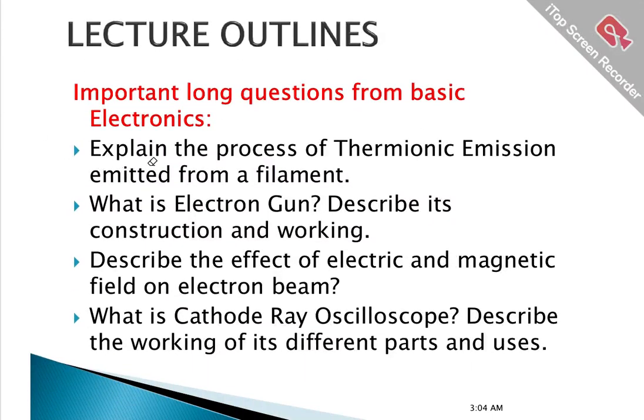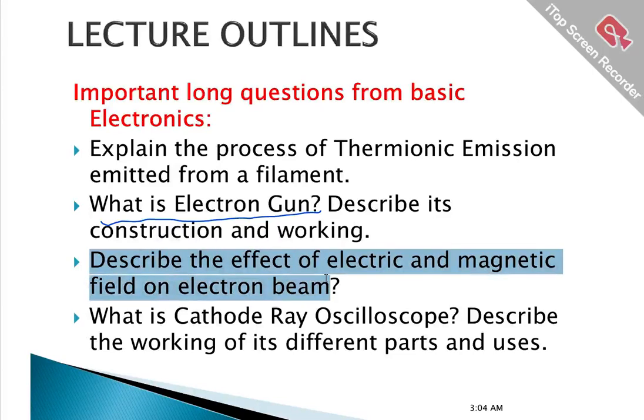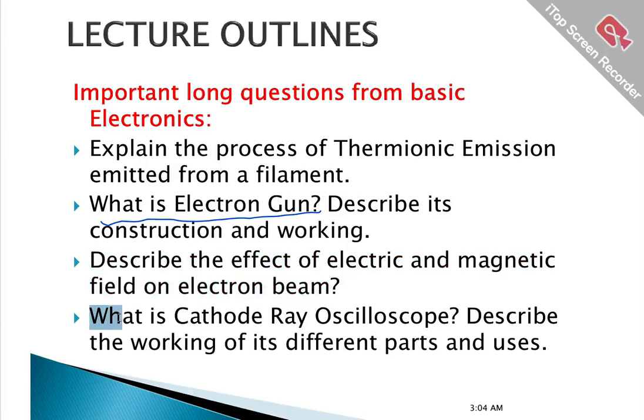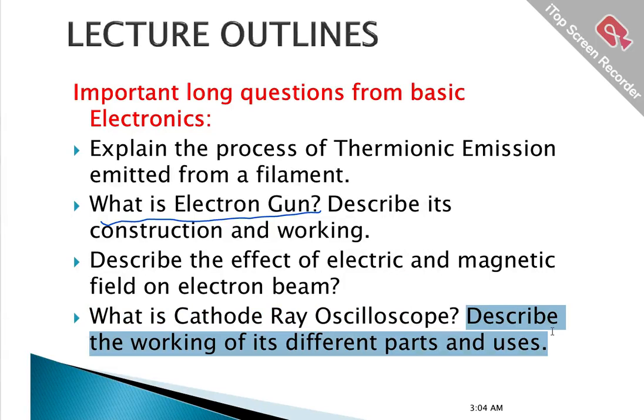Question number 1 is explain the process of thermionic emission. Question number 2 is what is electron gun? Describe its construction and working. And question number 3 is describe the effect of electric and magnetic field on the beam of electrons. Question number 4 is what is cathode ray oscilloscope? Describe its working of its different parts and uses. It is a very important question of this chapter which has been asked in past papers.